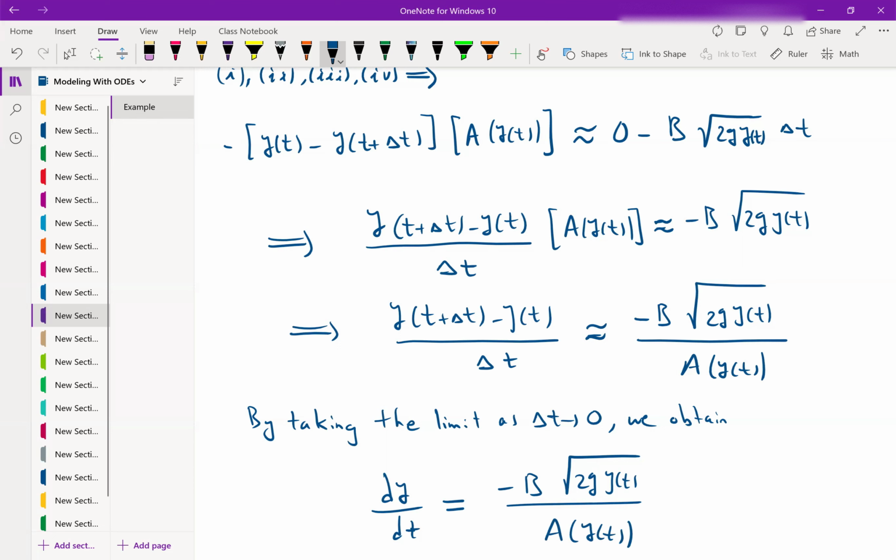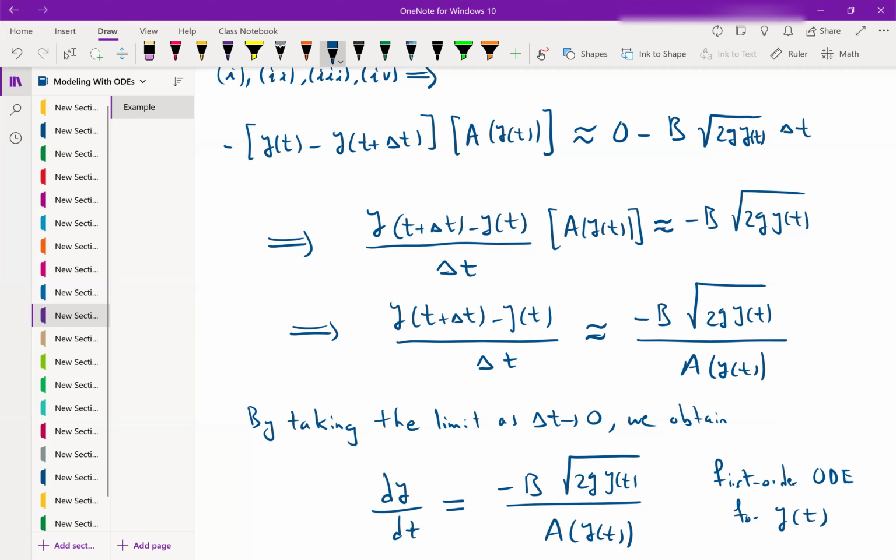This A of y of t depends on the shape of your tank. The shape of the tank will be given to you. You will be able to compute the cross-sectional area at any height. B again is the area of the hole. It is given to you. The only unknown here is the function y of t. So this is a first order nonlinear ODE for y of t, the ODE for the water level at time t. The unknown is the function y of t.